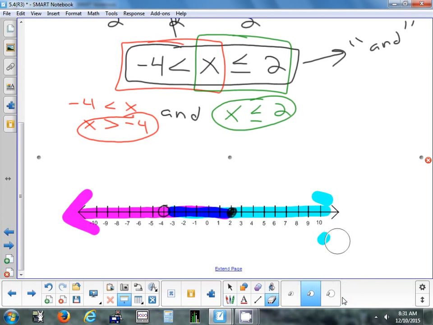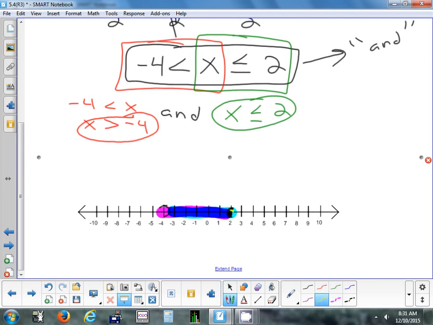So what I'm going to do is get rid of that part, get rid of that part, and just clean that up a little so you guys can see it. Closed. Technically, that should not be shaded. Open. And that's it. Okay, so any questions on that?